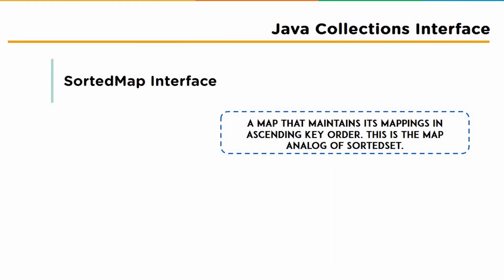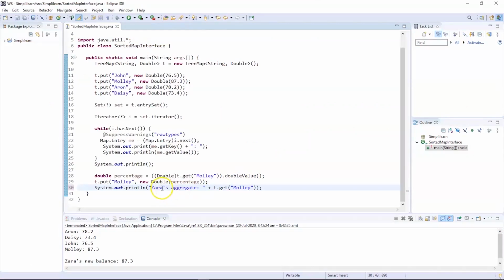So the last one in the interfaces is the sorted map interface, a map that maintains its mapping in ascending key order. This is the map analog of sorted set. The sorted maps are used for naturally ordered collections of key value pairs such as dictionaries and telephone directories. Now for a better understanding, let's check out an example based on the sorted map interface. So you can see the program on my screen is an example for sorted map interface.